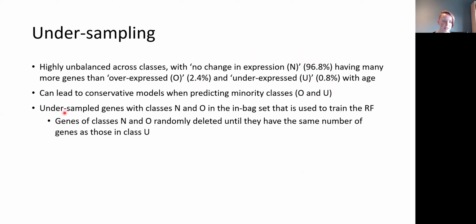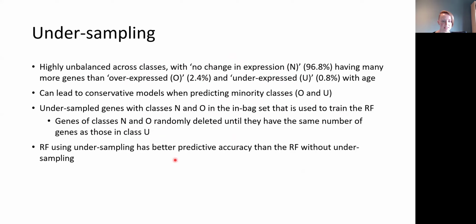So they did something called undersampling, which is where they undersampled genes with the classes of either N or O within the in-bag set. So for the data that was actually used to train the random forest, they randomly deleted genes with class N or O so that they had the same number of genes as those in the U class. So it just meant that the data that was used to train the random forest was equal in numbers between the different classes there.